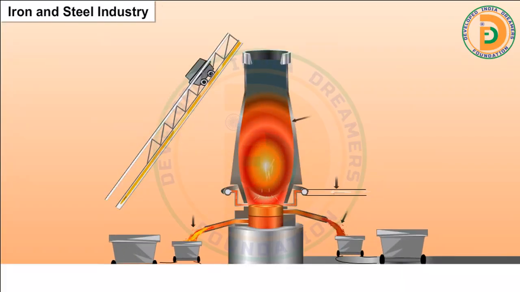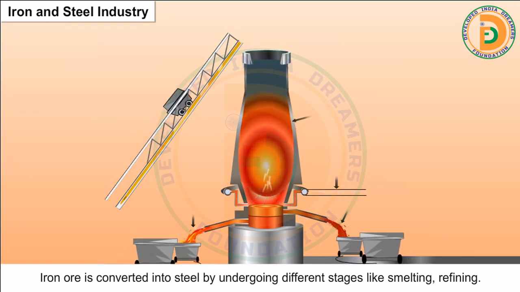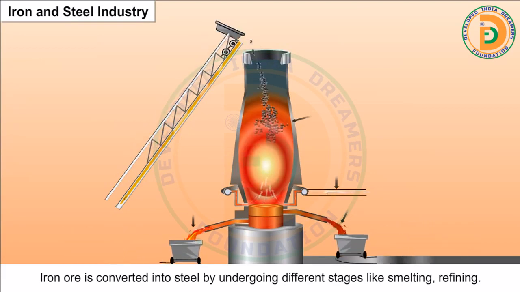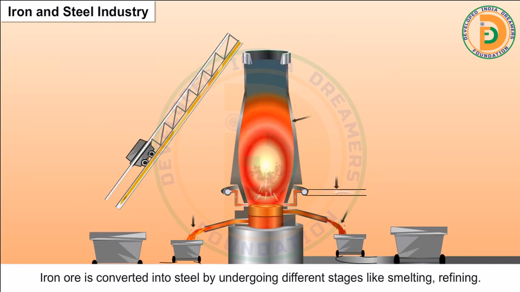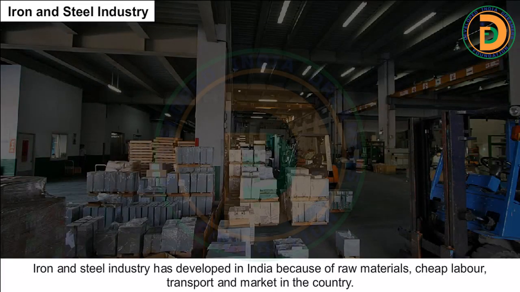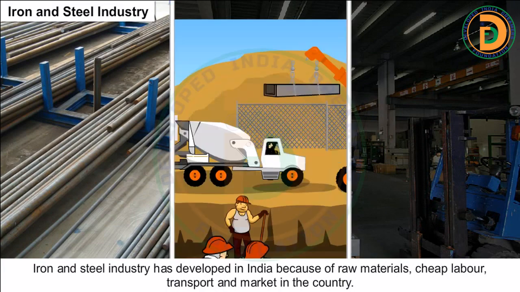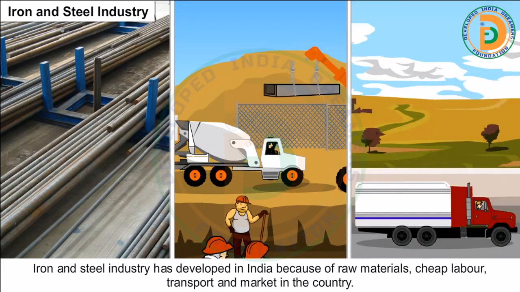Processes: iron ore is converted into steel by undergoing different stages like smelting and refining. Steel is called the backbone of modern industry because mostly everything is made of iron and steel. Iron and steel industry has developed in India because of raw materials, cheap labor, transport, and market in the country.